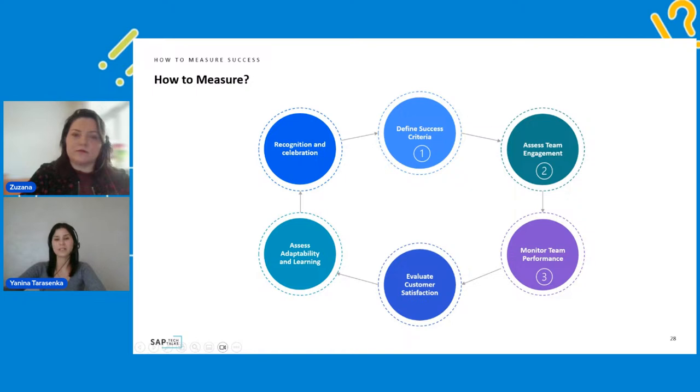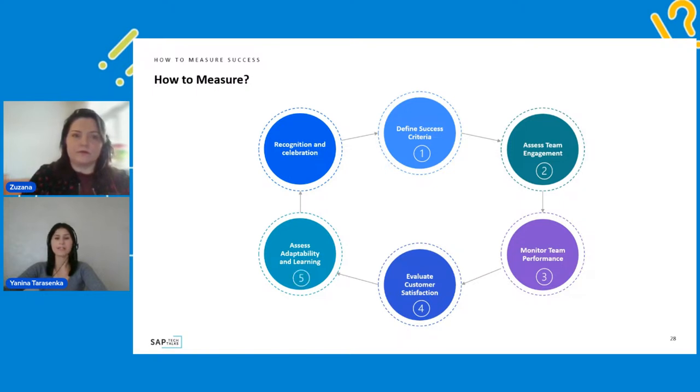The next step would be monitoring team performance. You can track KPIs such as velocity, cycle time, throughput, or any other metrics that are important in your context. And you can check whether agile practices implemented on your project help you to deliver the commitment. The next step would be evaluate customer satisfaction. You can measure customer satisfaction through feedback surveys with metrics like Net Promoter Score or other methods to determine if the team's agile approach meets customer needs and delivers value.